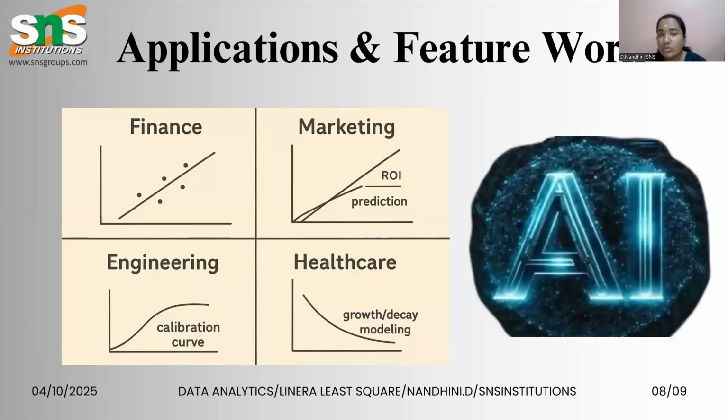The applications and future works are that we can use this in any of the fields like the financial world, marketing world, engineering, healthcare. These types of things we can use this linear least square method for. So we must predict the data clearly. We must take the problem statement, empathize it, define it, ideate it, prototype it, test it, then give it to the user or the stakeholder who needs this.